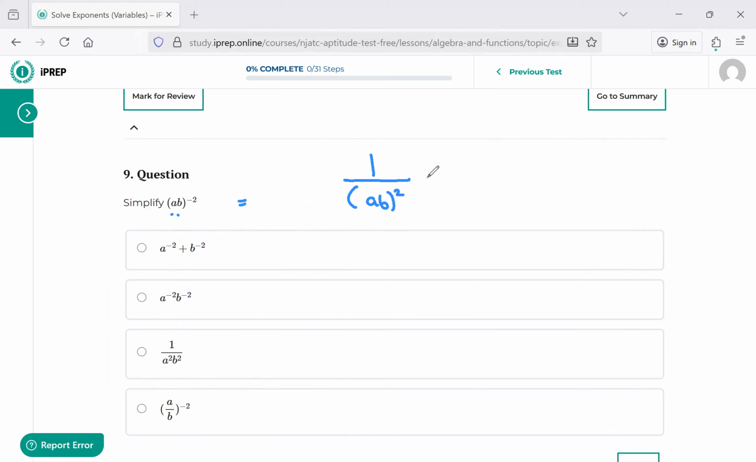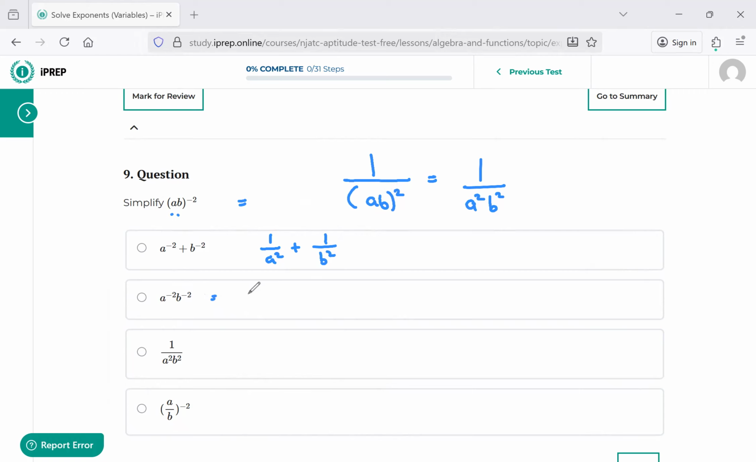And do you see our answer? Not yet. So this also could be expressed as AB raised to the second power, which is the same thing as A squared, B squared, right? So is it the first one? A to the negative 2 is 1 over A squared plus B to the negative 2 is 1 over B squared. No, they will not give you this.